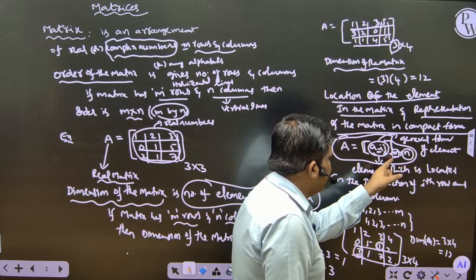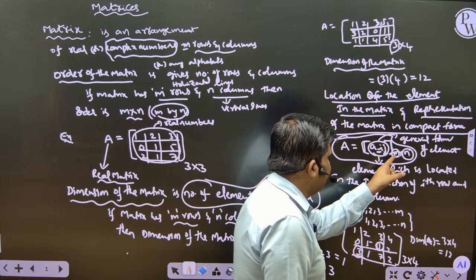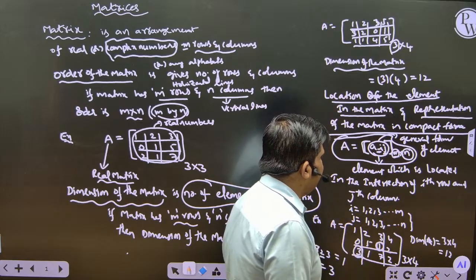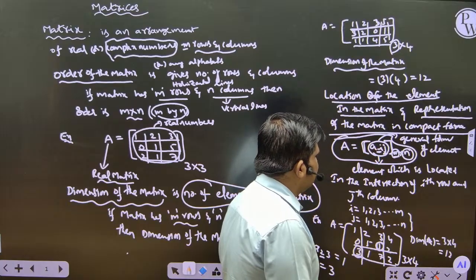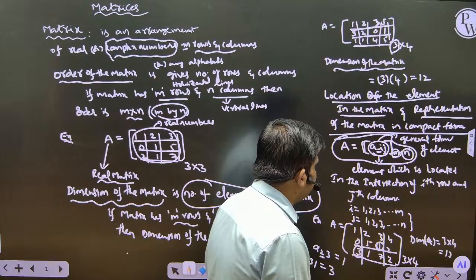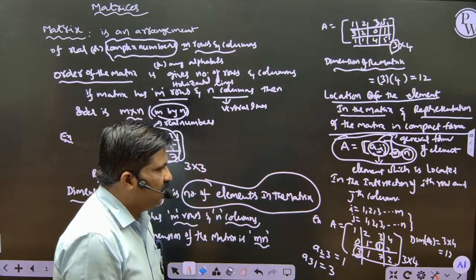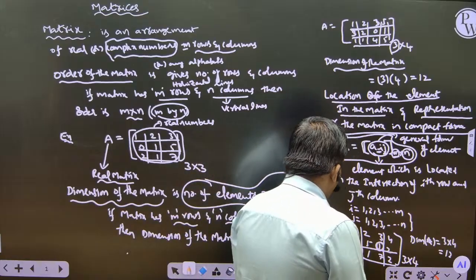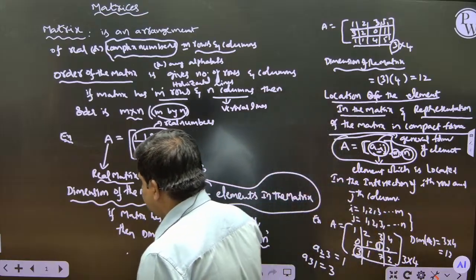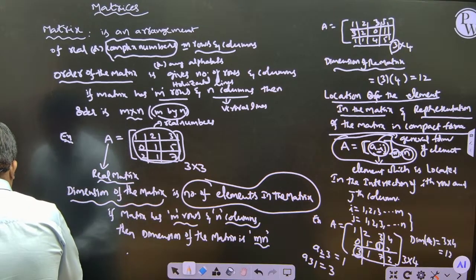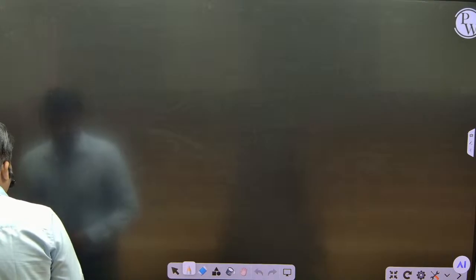So here how many rows are there? M rows are there. That's why I takes values from where to where? 1, 2, 3 and so on up to M. J represents a column. How many columns are there? N columns are there. That is the dimension of the matrix.